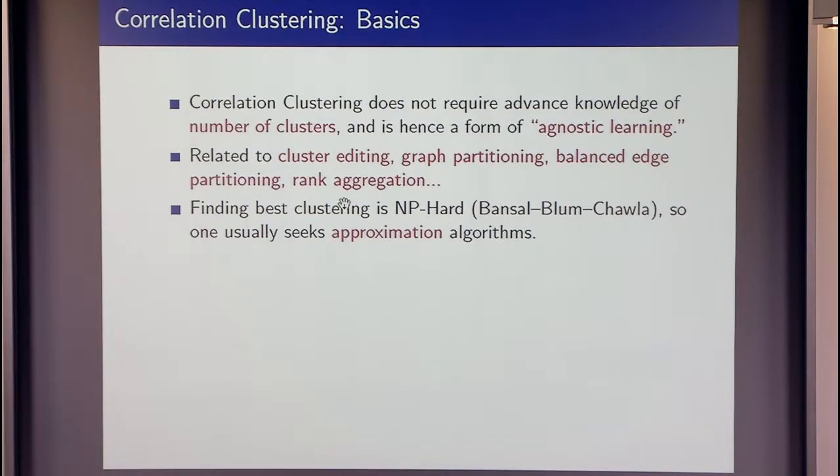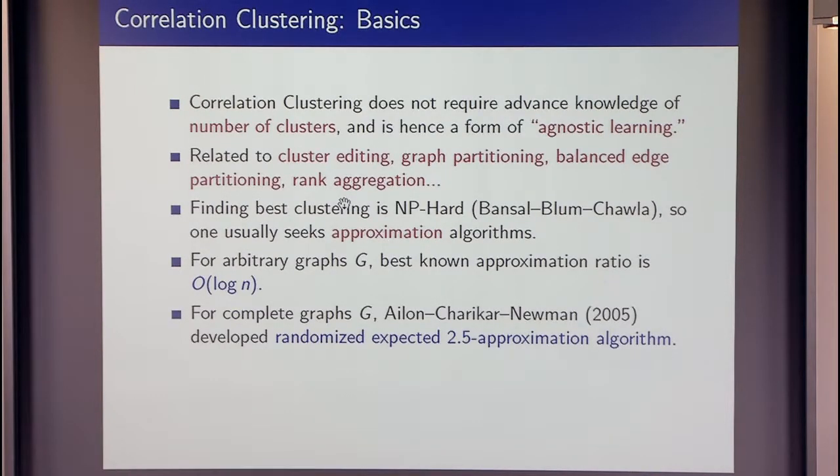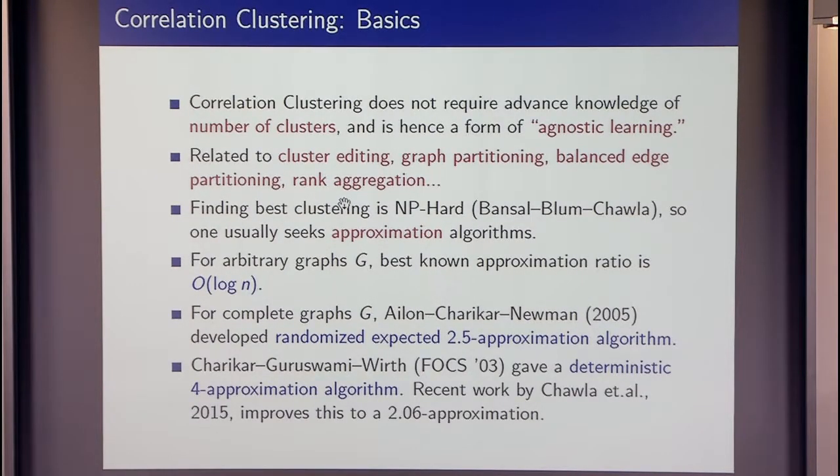So what is known about this correlation clustering, and what are the basic results we had so far? Finding the best clustering is obviously NP hard, so we're interested in approximation algorithms. When the graph has a general structure, the best known approximation ratio is of the order of log n. For complete graphs, Ailon, Charikar, and Newman proposed as early as in 2005 a randomized expected 2.5 approximation algorithm. And the work that we are going to be mostly interested in is the work by Charikar, Guruswami, and Wirth, who gave a deterministic 4 approximation algorithm.